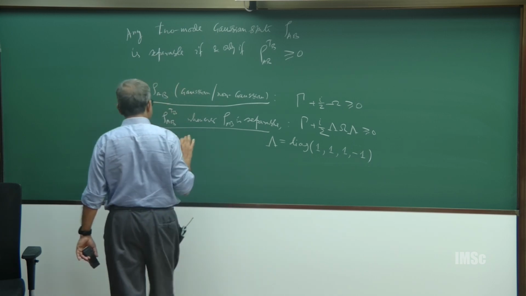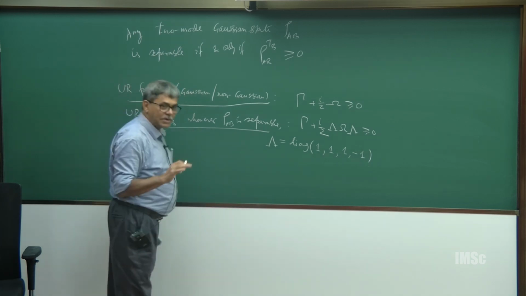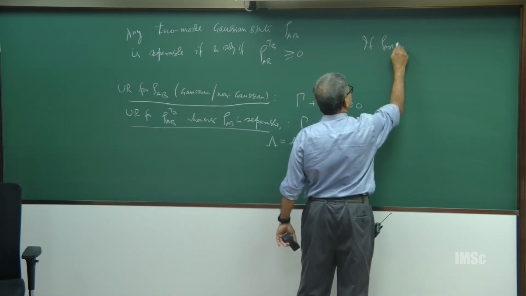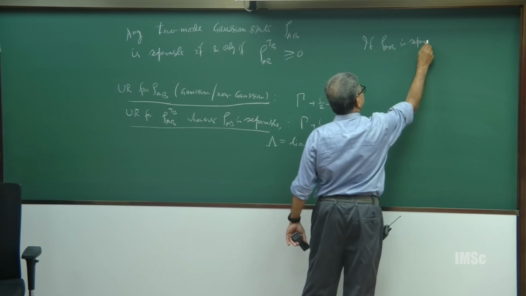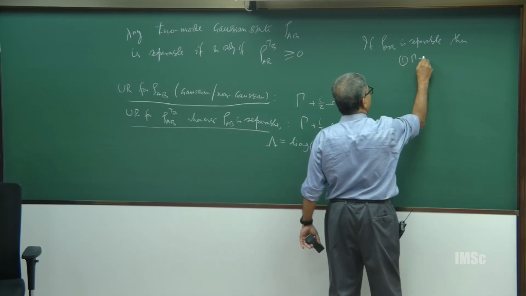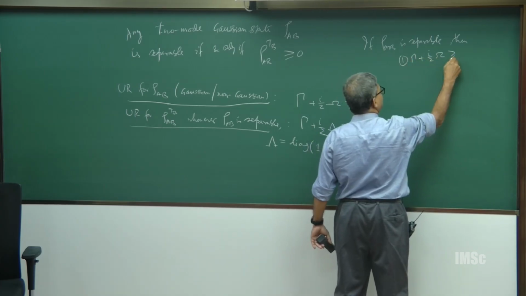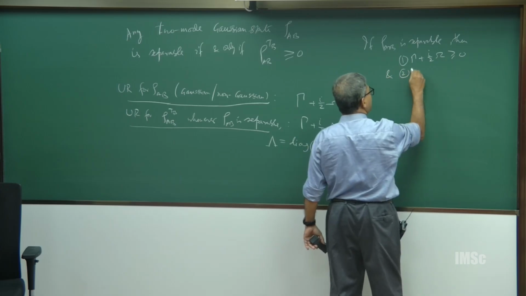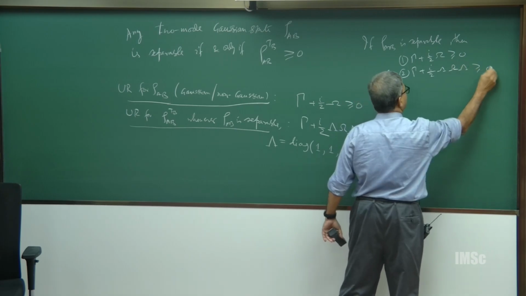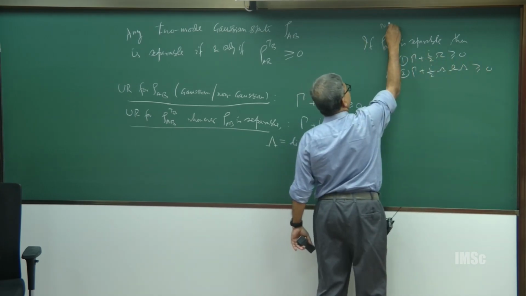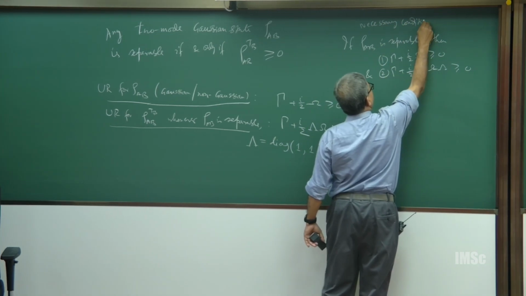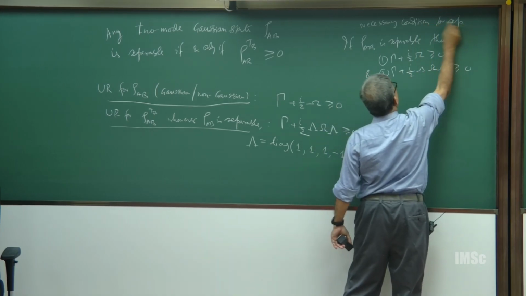So, therefore, for a two mode state, if rho AB is separable, then number 1, gamma plus iota by 2 omega greater than or equal to 0, and number 2, gamma plus iota by 2 lambda omega lambda, this is greater than or equal to 0. So, this is a necessary condition. This is a necessary condition for separability, right.